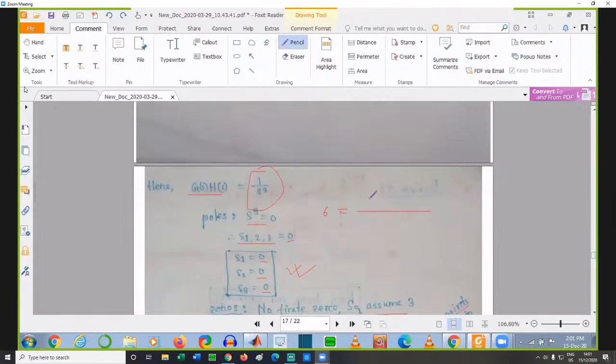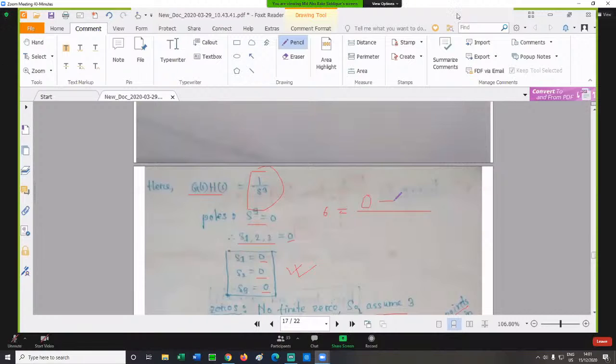What is the summation of the finite poles? 0, sir. 0 plus 0 plus 0. So 0 minus the sum of finite zeros. What is the sum of finite zeros? There is no finite zero, so the sum is 0.